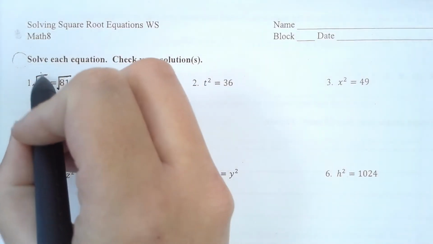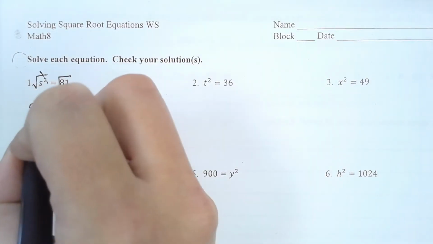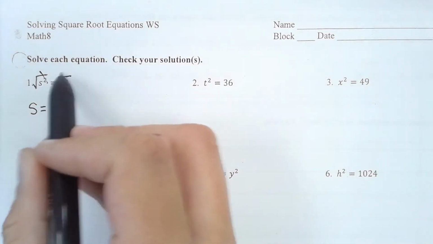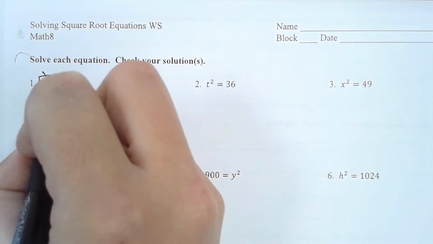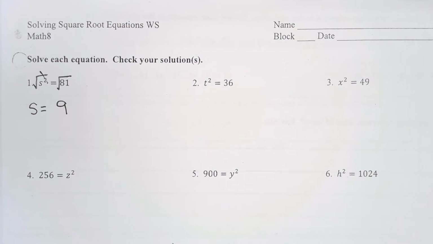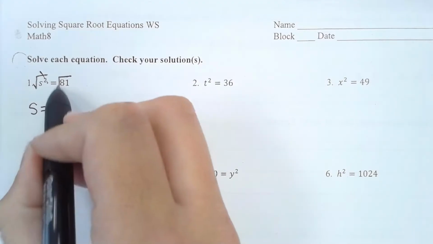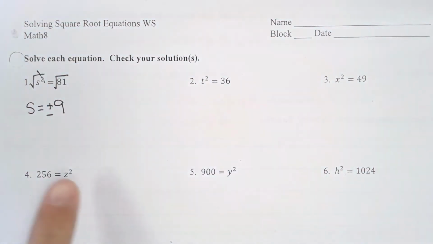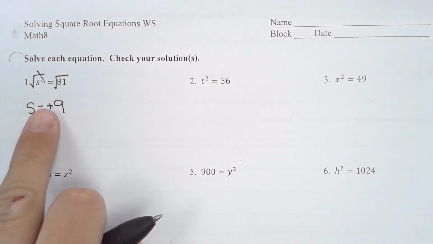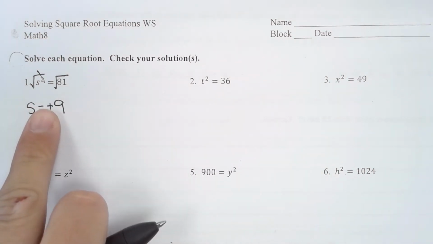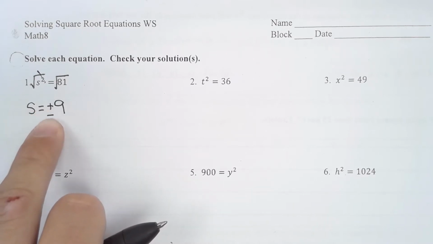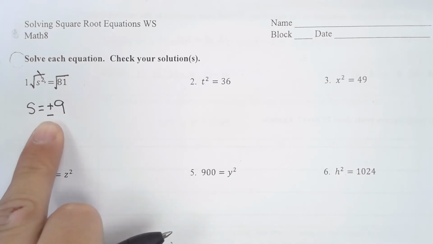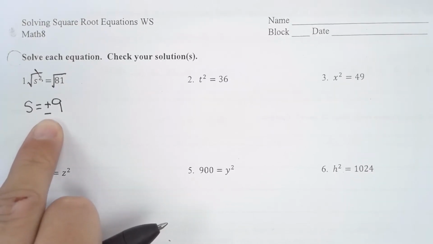Squared and square root would cancel, so we're left with s is equal to, and then when you take the square root of 81, you do get 9 because 9 times 9 is 81. But something that we are learning in class is when you actually take the square root of 81, you get what we call plus or minus 9. The plus means positive 9, so as we know, 9 times 9 is 81, but you can also get negative 9, because negative 9 times negative 9 is also 81, because as we know, a negative times a negative is a positive.